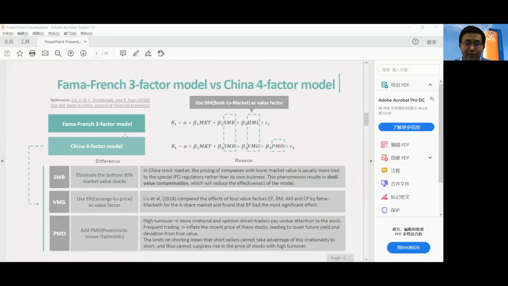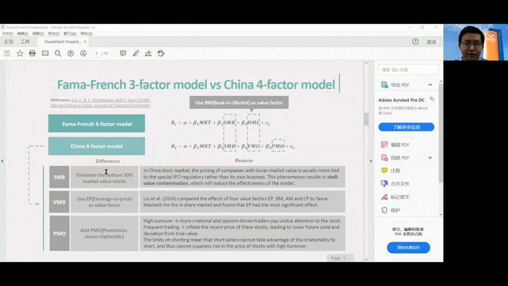Hello everyone, my name is Zhang Xiao. In the next part, we use two ways to construct our sentiment factors. The first way is to replicate the Chinese four-factor model. This model has been published in the Journal of Financial Economics. This paper compares the differences between the former Fama-French three-factor model and the Chinese four-factor model.